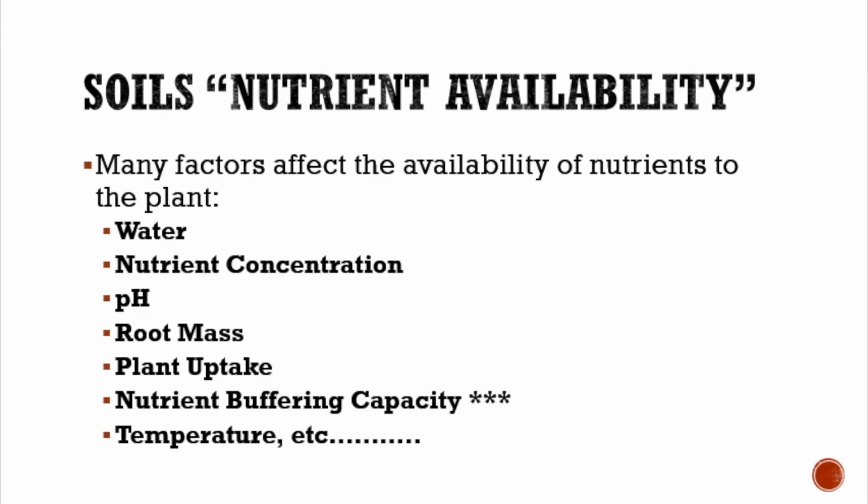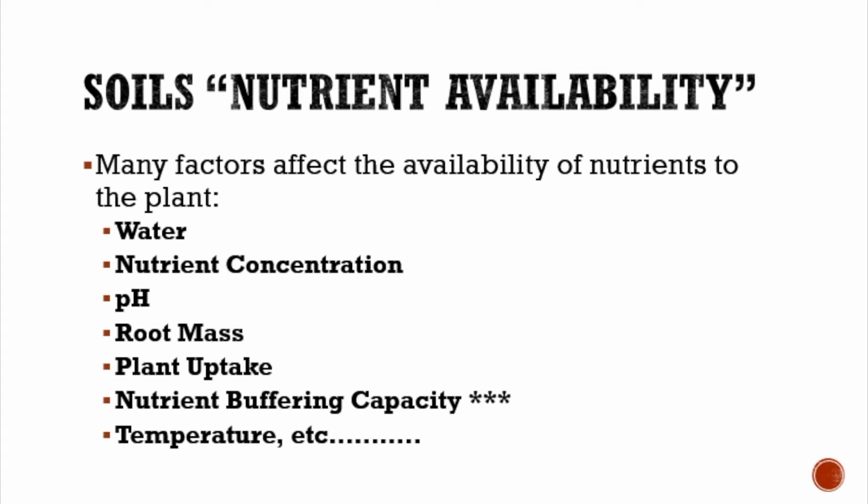that's in that soil. There's a lot of different factors that go into determining the availability of nutrients to the plant: how much water is in that soil that carries the nutrients to those plant roots, the nutrient concentration that would be held within that water, the pH of the soil, the amount of root mass that is there to intercept these nutrients and be able to take those nutrients up, the plant uptake process itself, how it's able to take those nutrients from the root systems up into the plant, the nutrient buffering capacity, which is the amount of holding capacity or how large a bank account that soil has, and the temperature of the soil.